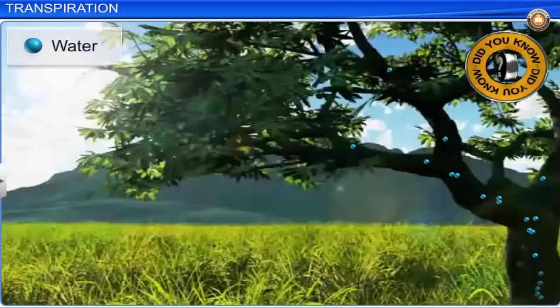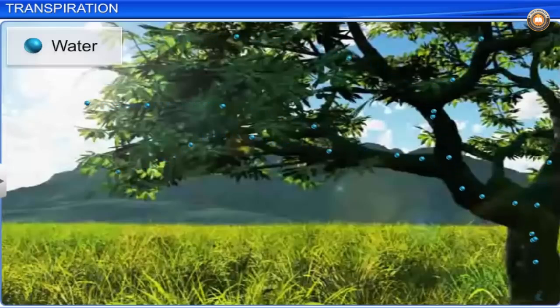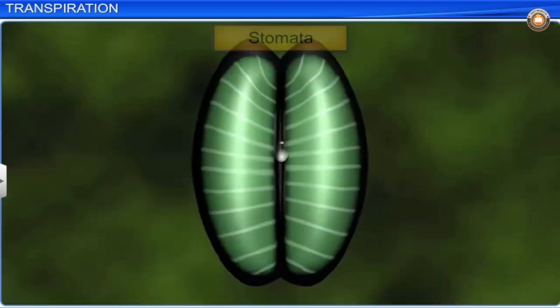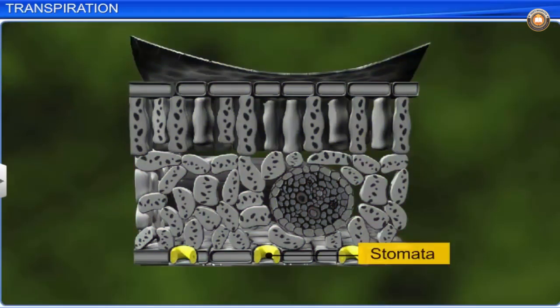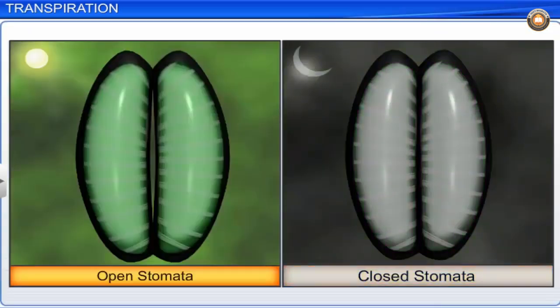Did you know that a fully grown tree may lose thousands of liters of water through its leaves on a hot, dry day through transpiration? Transpiration is the loss of water due to evaporation that occurs through pores in leaves called stomata. Stomata are not only the site of water loss for transpiration, they also help in the exchange of oxygen and carbon dioxide in the leaf. They remain open during the day when transpiration takes place and close at night.